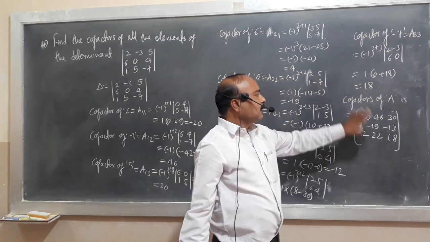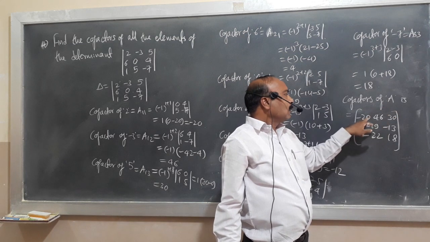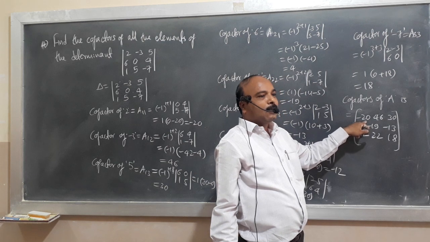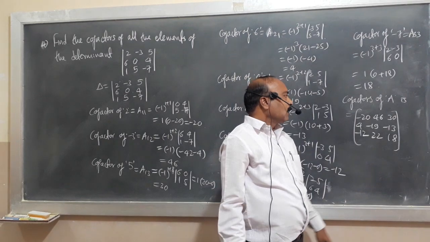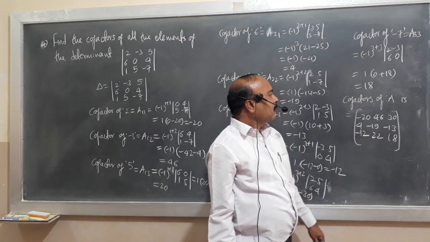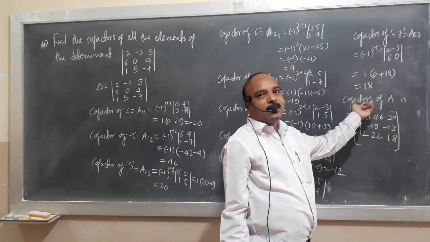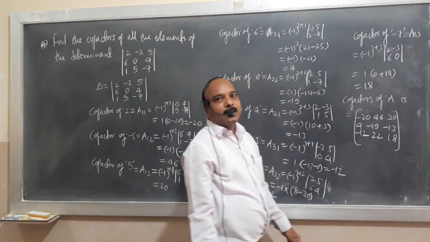So this matrix is called the cofactors of matrix A, in which every element is replaced by its cofactor. Therefore it is called the cofactors of matrix A. It is useful for calculating the adjoint of the square matrix. For that we must be perfect in calculating the cofactor matrix of a given square matrix. In the next class we go for the adjoint of the square matrix.